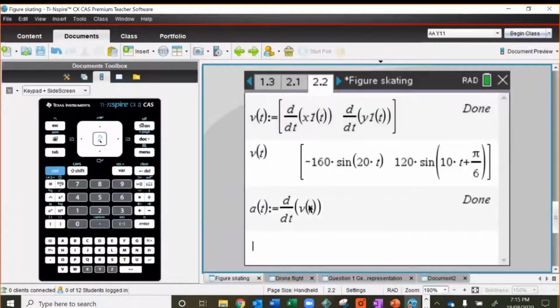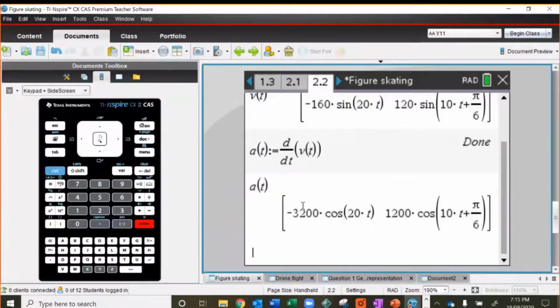So that's a in t, and I can display what it is. So this is that i component plus this component j. So that's velocity and acceleration of our figure skater. Part B, find the speed after pi on 10.